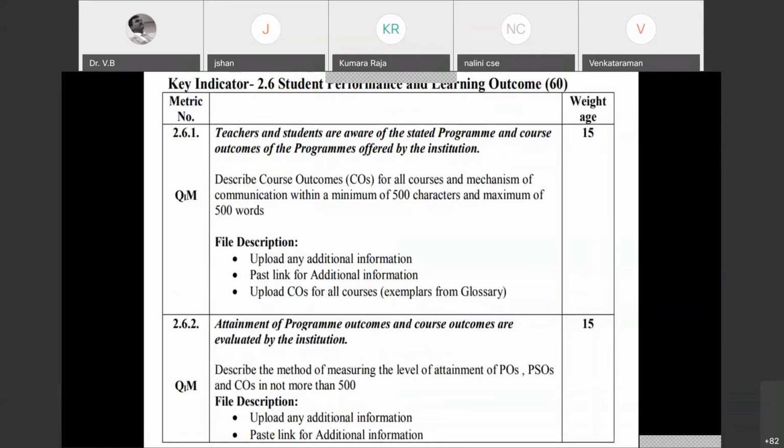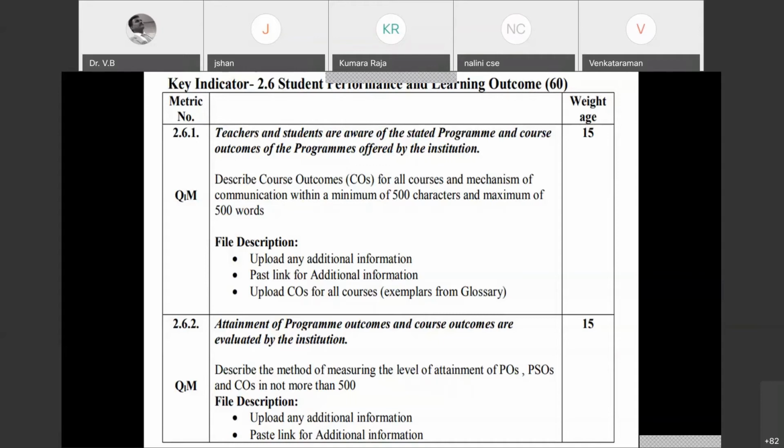And again, the next two metrics are qualitative metrics, student performance and learning outcome. So teachers and students are aware of the stated program and course outcomes of the programs. So describe the COs. So upload the CO of all the courses. All the institutions would be having their syllabus book in which they have mentioned the course objective, CO, PO, the mapping, everything you would have done. So you can give a description of that over there, and in the link, once they click on the link, it should directly go to that CO, PO mapping.